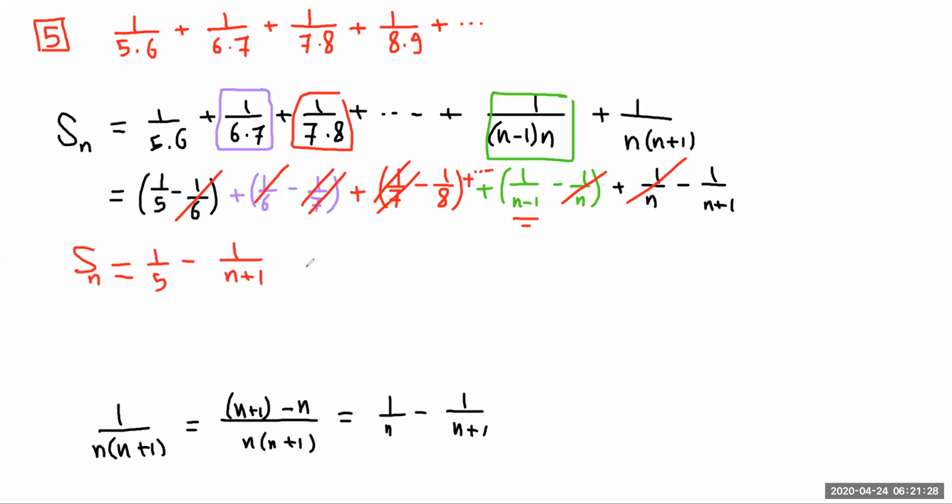So this is Sn. What is the limit of this when n approaches infinity? It's 1 over 5. 1 over 5 is the limit of Sn. Limit of Sn means this addition, 1 over 5 times 6 plus 1 over 6 times 7 plus 1 over 7 times 8, without stop. So my final answer is 1 over 5.